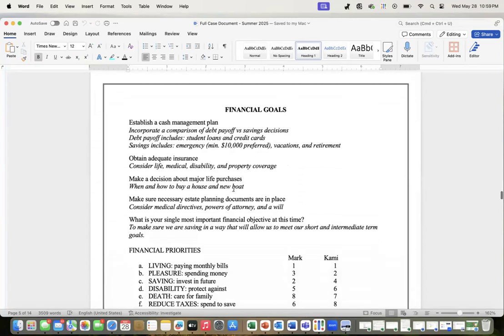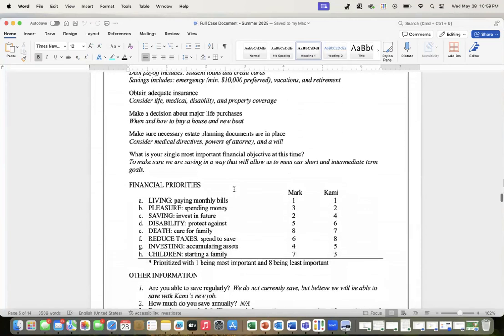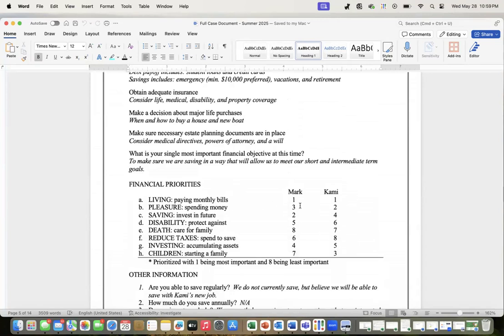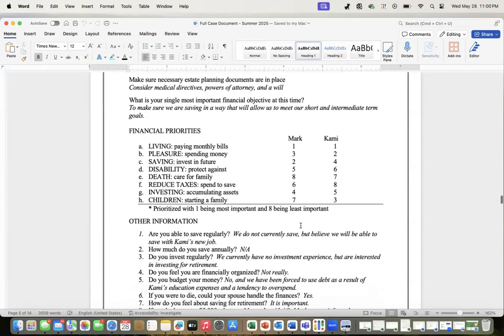Here we learn a little bit more about their financial goals, and then also their priorities and how the priorities vary between Mark and Cami in their household. We see quite a bit of consistency between the two, and so they're not wildly different on really anything other than starting a family. Cami is prioritizing this pretty highly, whereas Mark doesn't seem to have a preference to start a family right off the bat. And so just making sure we understand where both of our clients are in relation to their financial priorities is always important.